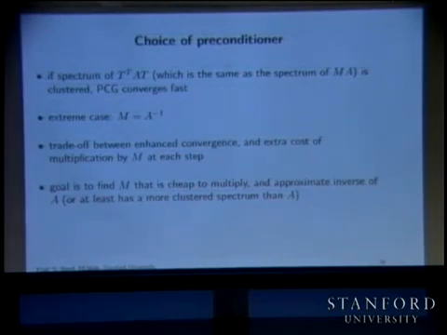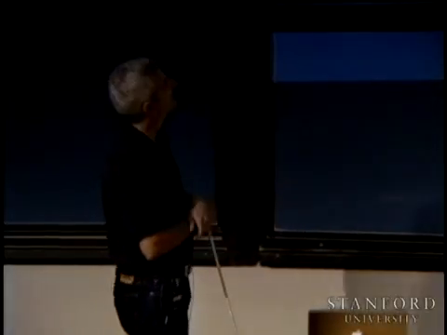So here's what you really want. What you really want is a matrix M which is some kind of approximate inverse of the matrix, and we'll see approximate can be very crude, and yet is fast to multiply. That's what you want. Okay? So that's the essence of it.